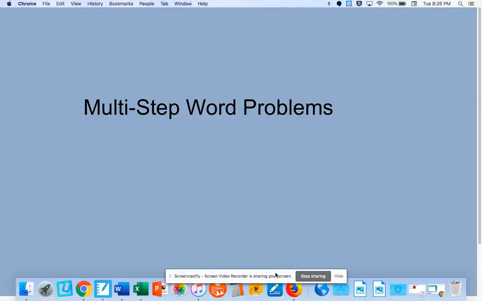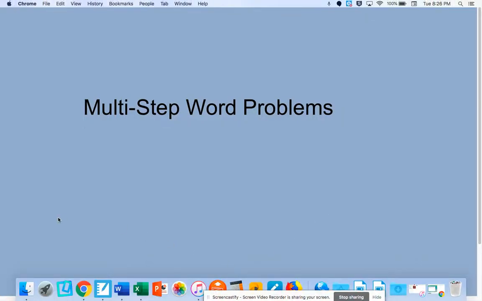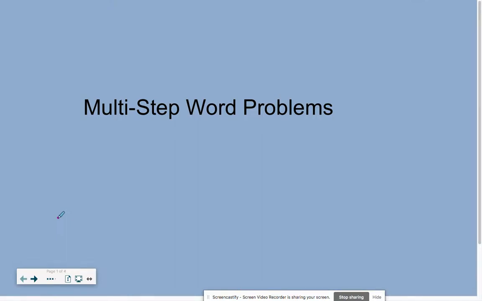Hello, in this video, we're going to talk about multi-step word problems. This is probably the hardest skill in Unit 2 and really across almost every type of problem that people have in math. So I'm going to give you some tips and strategies on how to work through these kinds of problems, but ultimately it's going to come down to practice, practice, practice.